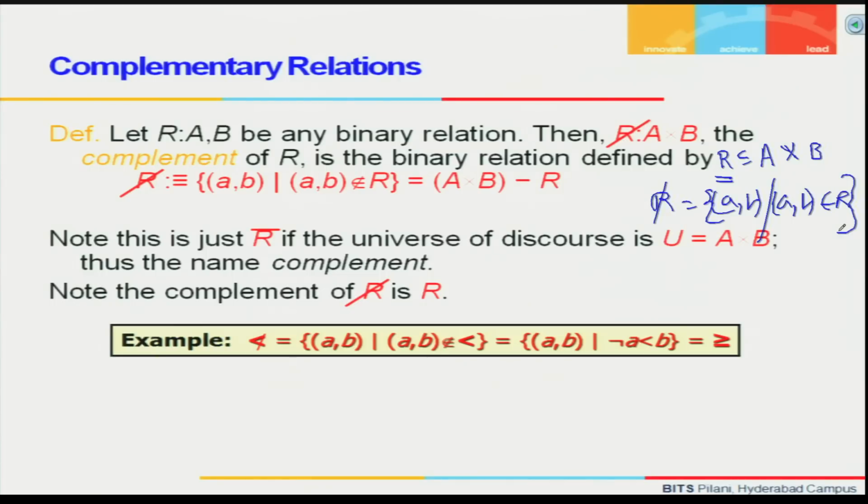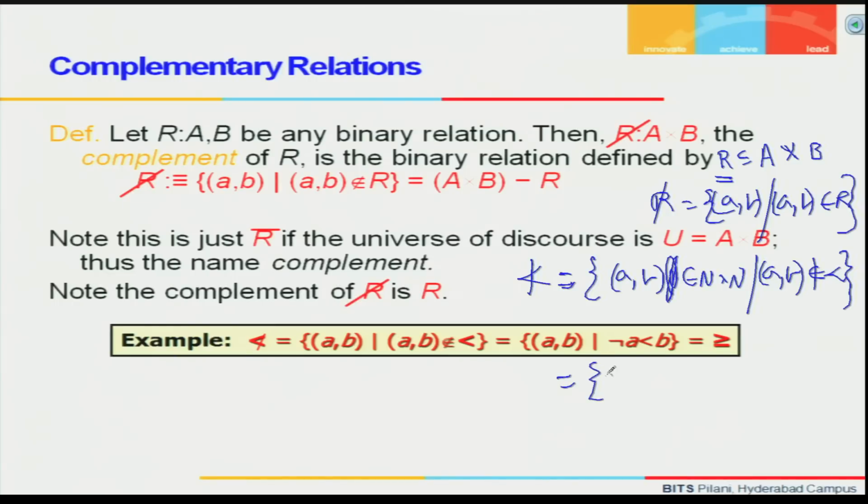All the tuples that are not there in R are going to be there in R complement. If you see the less than relation that we have defined some time back, let us see what its complement is. The complement of the less than relation is the set of all tuples (A, B) in n cross n such that (A, B) is not in less than, isn't it? Set of all tuples in n cross n which are not there in less than. This is the complement of less than.